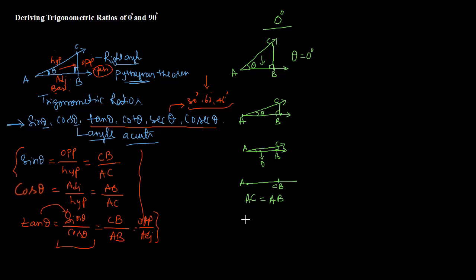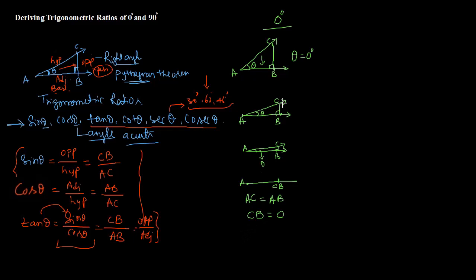Now what's going to happen to CB? When I started reducing the theta angle, the height or the length of side CB started reducing as well. When theta became 0, AC was lying on AB and the length of AC became equal to AB, and CB is nowhere to be seen. So the length of CB is actually going to be 0.